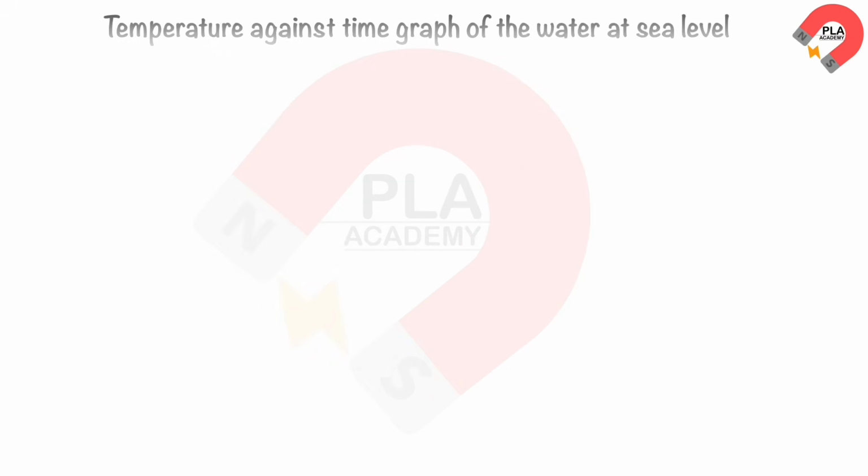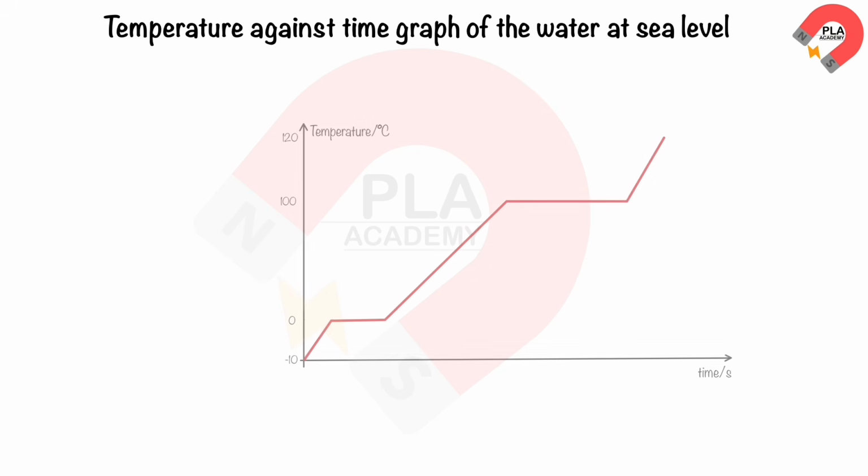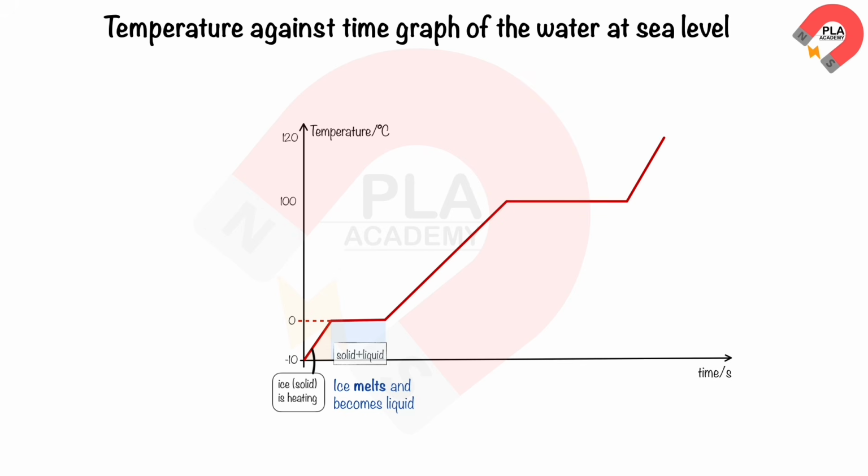Here is the graph that shows the relationship of change in temperature in degrees Celsius and time in seconds of the water at sea level atmospheric pressure. Between -10 and 0 Celsius, the water is in the solid state as ice. It is heated. At 0 Celsius, the ice melts and becomes liquid. There is a mix of solid and liquid in this section.